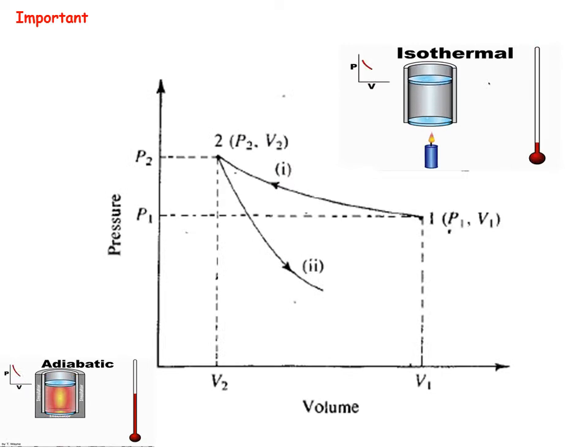Now, comparing the processes, it is quite clear that graph number 1 represents the isothermal process and graph number 2, or the slope curve number 2, represents adiabatic process. Since in adiabatic process there is a drastic change in volume with respect to pressure, while in isothermal process, even though there is a change in volume with respect to pressure, it is not as drastic as that of adiabatic process.